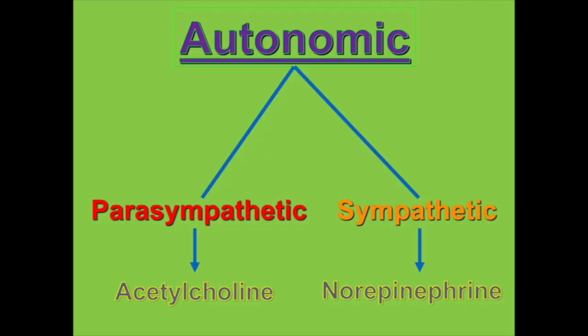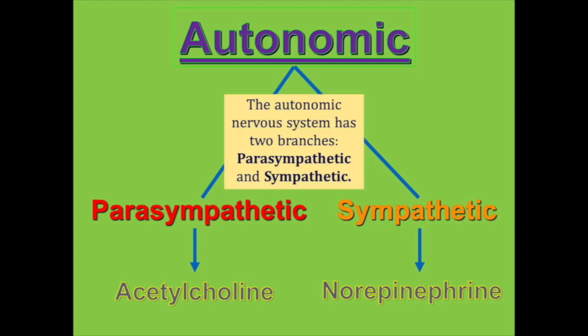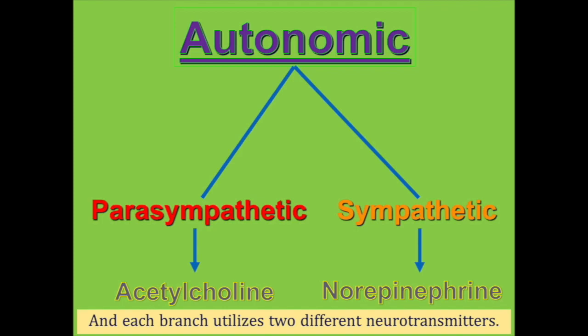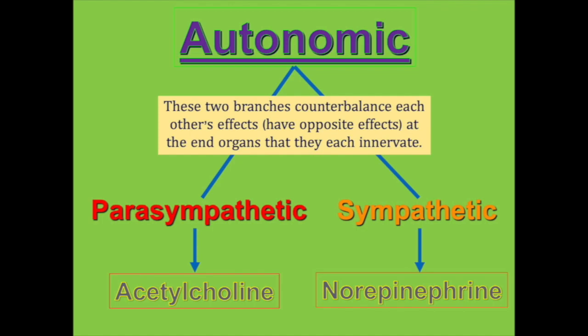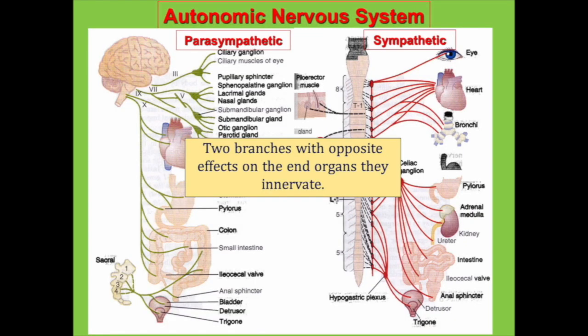So we talk about the autonomic nervous system, the automatic nervous system. There's the parasympathetic side and the sympathetic side. The parasympathetic side uses acetylcholine as the neurotransmitter, and norepinephrine is the neurotransmitter on the sympathetic side. And these two systems counterbalance each other. When one needs to be in effect, the body automatically uses it and releases that neurotransmitter on either side.